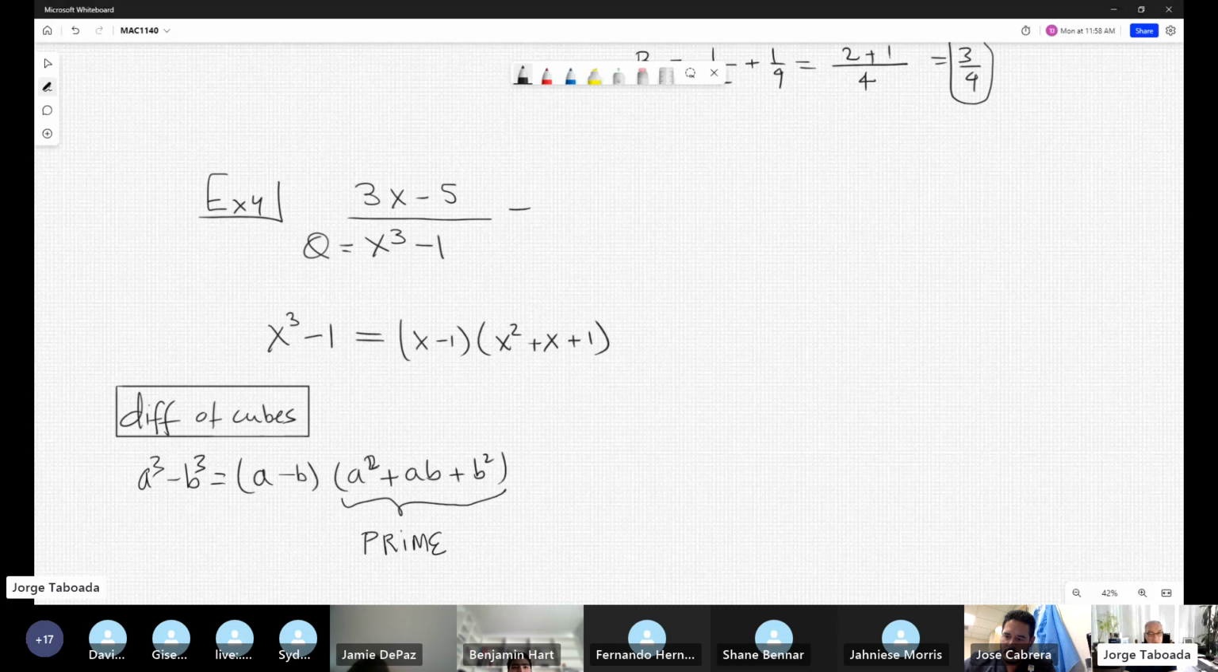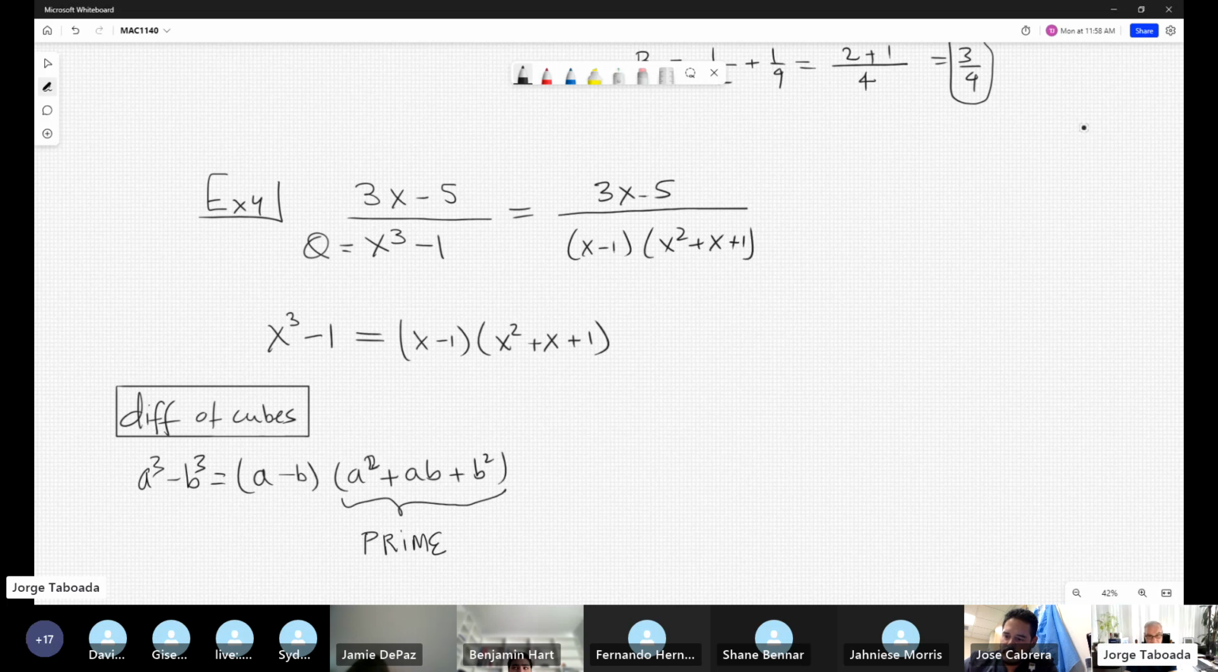Okay, so the first step, the factorization, is 3x minus 5 in the top. We cannot do anything there. The bottom is x minus 1 times x squared plus x plus 1. And don't try to do anything more, because I guarantee you 100% that this trinomial is prime. The reason it is prime is because if you apply the quadratic formula, you get a complex solution. So in the real field, we cannot break it down.